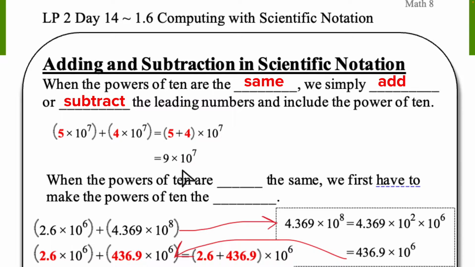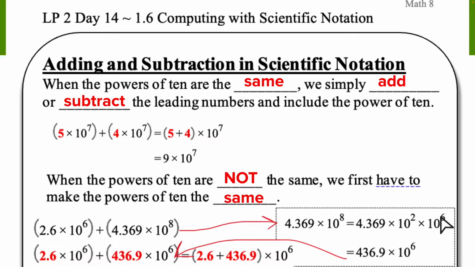So when the powers of 10 are not the same, we first have to make the powers of 10 the same. So 2.6 times 10 to the 6th plus 4.396 times 10 to the 8th. So we can see 6 and 8, those are not the same powers. So we need to make them the same. So we're going to come over here to this kind of sloppy line, and this is taking this 8th power and we're going to turn it into the 6th power.